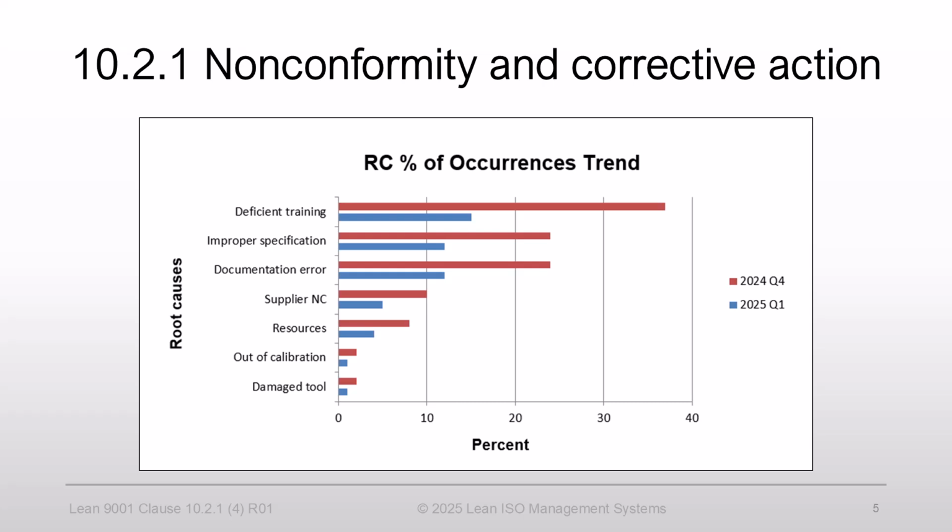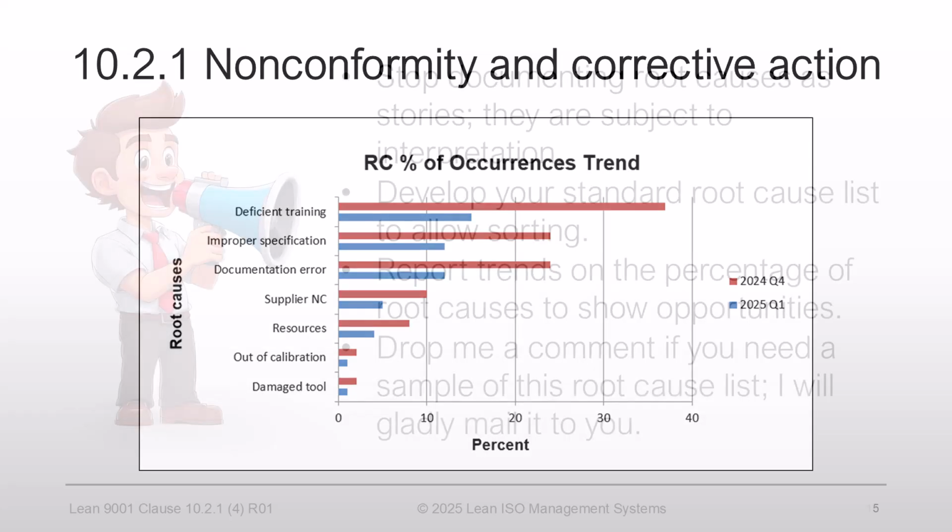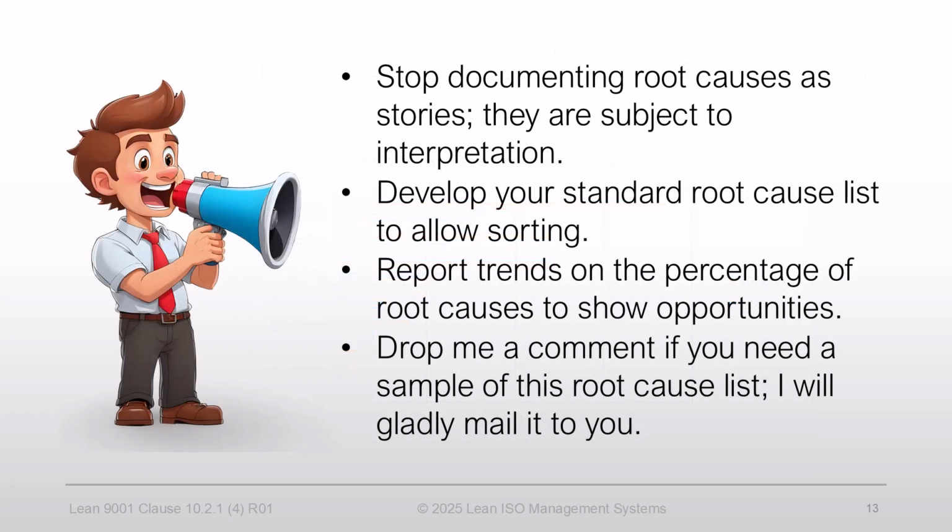This is all for today, folks. Let's summarize what we covered in this video. Stop documenting root causes as stories. They are subject to interpretation. Develop a standard root cause list to allow sorting and meaningful analysis. Report trends on the percentage of root causes to uncover opportunities.